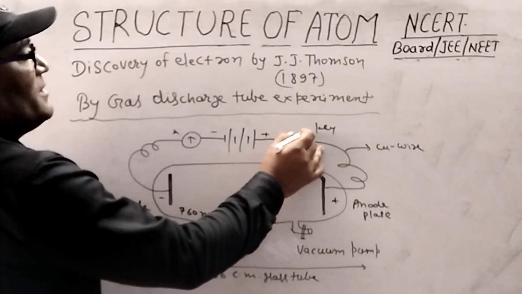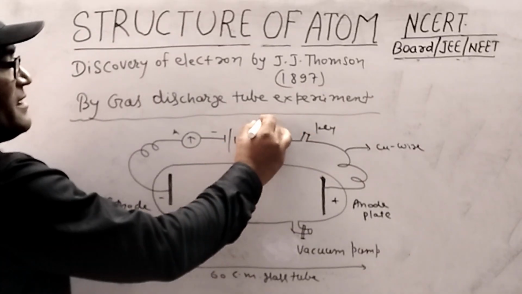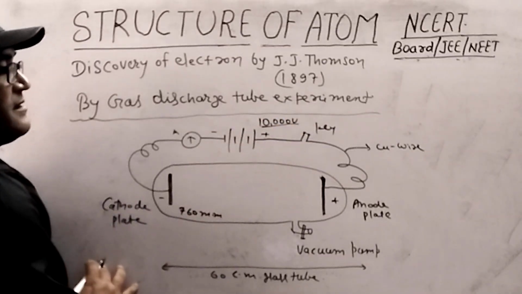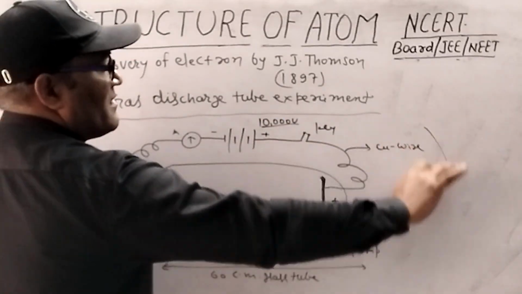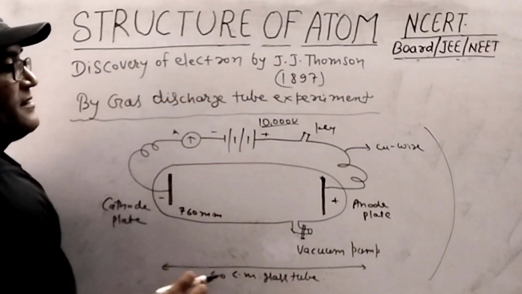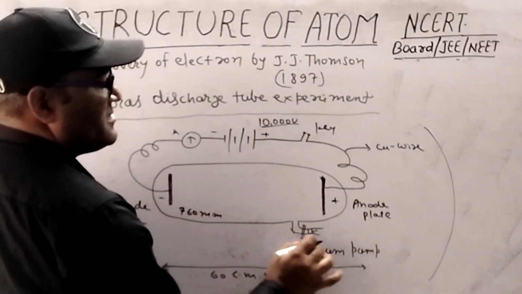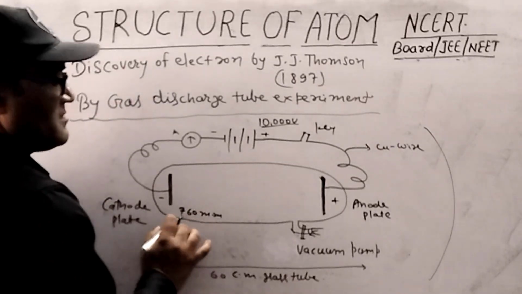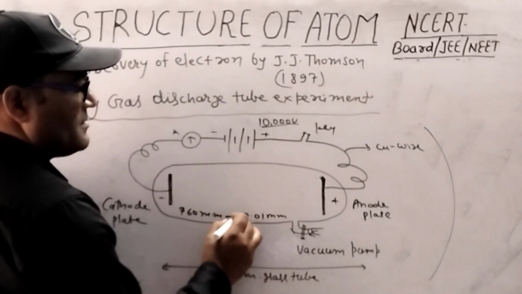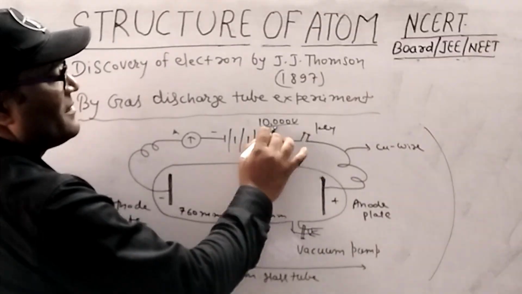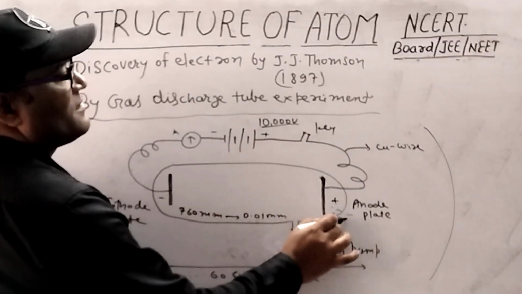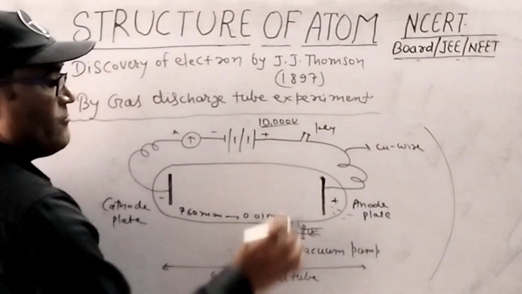Now when he pressed the key, 10,000 volt electric current is produced, and no observation at any plate, positive or negative. Then with the help of vacuum pump, pressure inside the cylindrical tube decreases from 760 to 0.01 millimeter. Then again 10,000 volt is produced by the battery. Then some glow is observed at the anode plate.